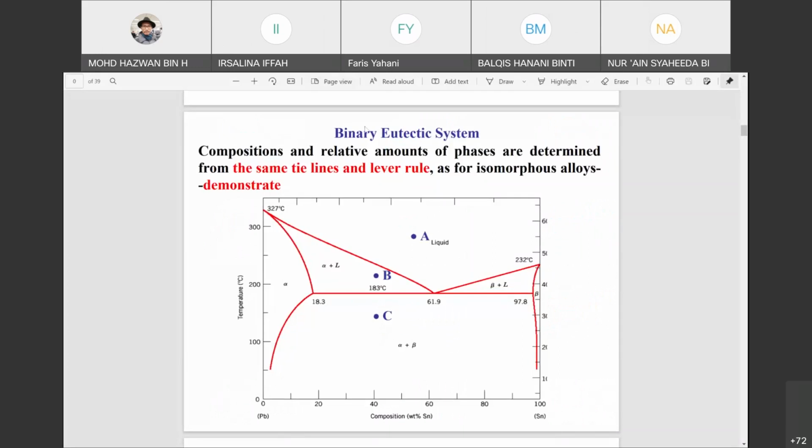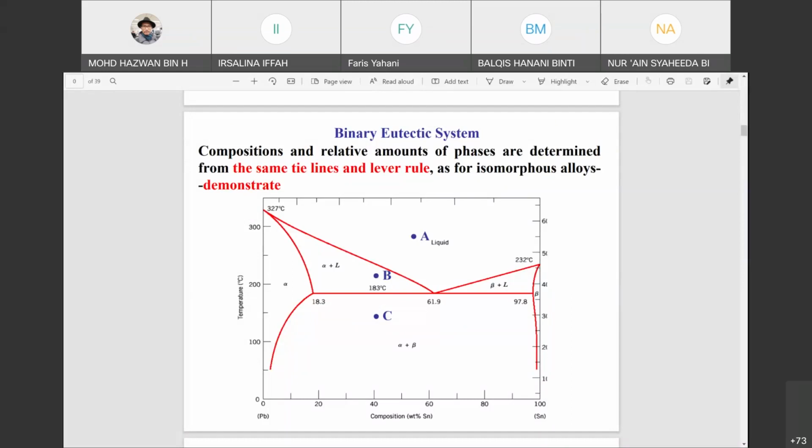I guess just now I have mentioned about point B and then point C. So point C, now we know that it is actually the phase of alpha plus beta. Okay, so what will be the composition of alpha and beta? Maybe you can ask Mardiana Zubir, ada tak? Mardiana tak ada. Ya, ada? Ada. Ya. So what is the composition?